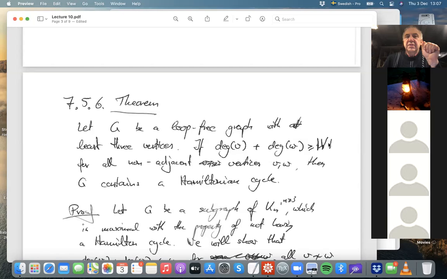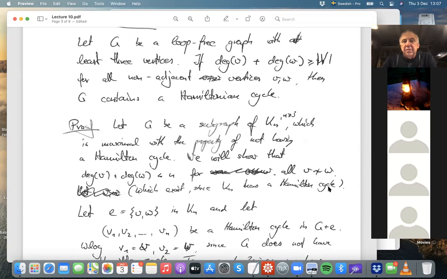So it's a little bit stronger in terms of the sum of the degrees. On the other hand, we only want this for vertices which are not adjacent. In the previous result, we were asking for all pairs of vertices to have this number -1, at least this number -1 edges. Okay, and the claim is that under these assumptions, G will contain a Hamiltonian cycle.